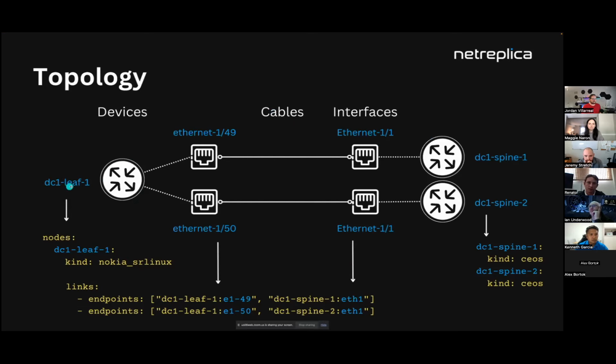So what happens here is that every device gets translated to a node definition in the Containerlab file. And then we are pulling the association of interfaces with the devices, and then the links between the interfaces via cables, and creating these link endpoints entries.